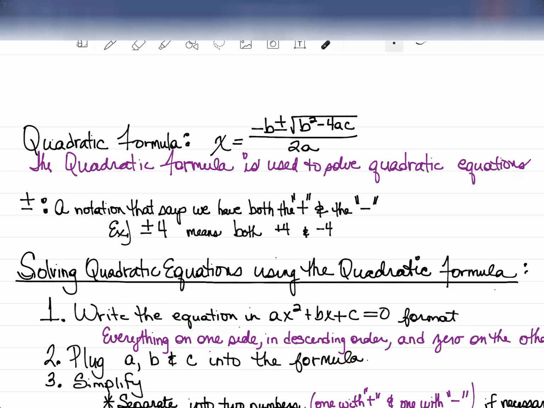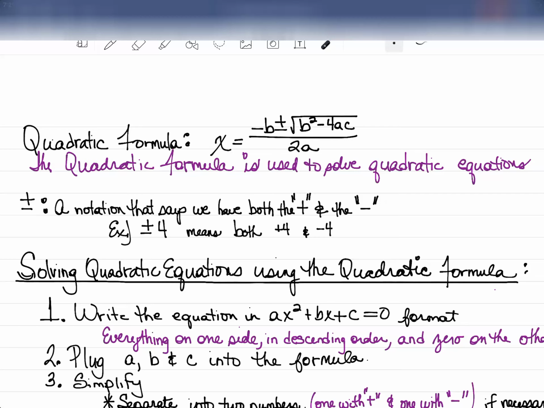Another way we can solve our quadratic equations is by using the quadratic formula. So here's our quadratic formula. X is equal to negative b plus or minus the square root of b squared minus 4ac all over 2a. You can remember it by putting it to a song.